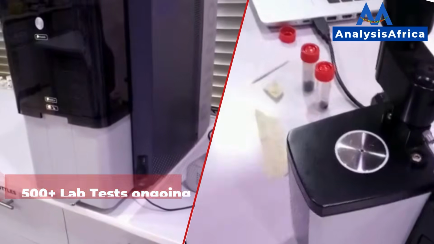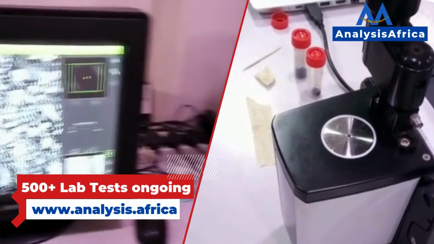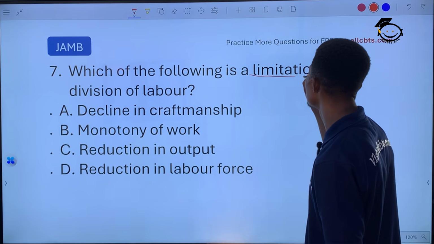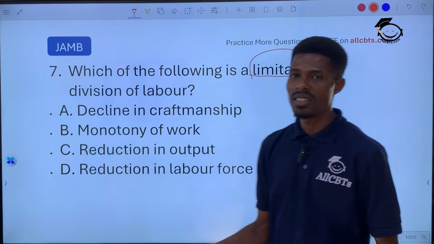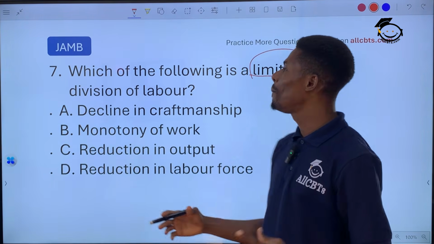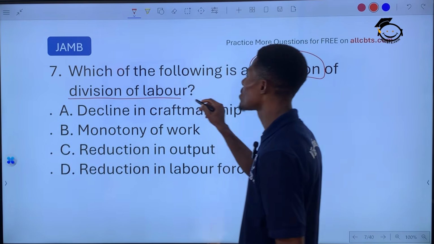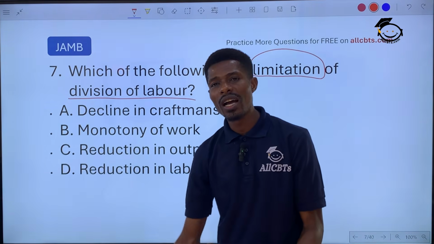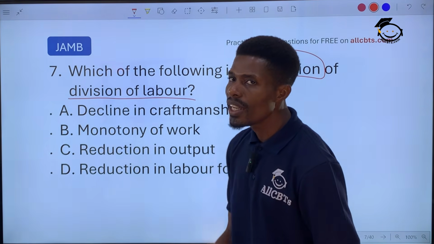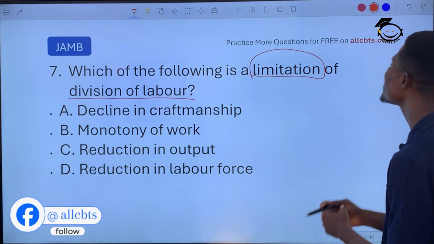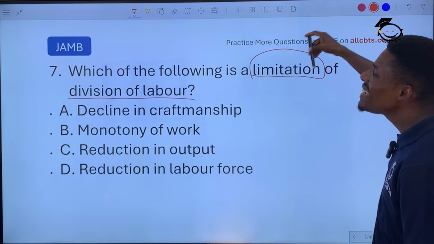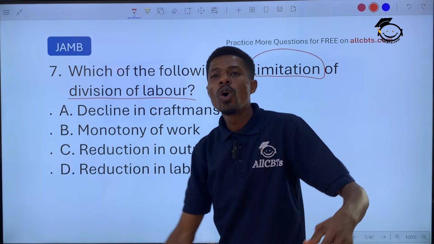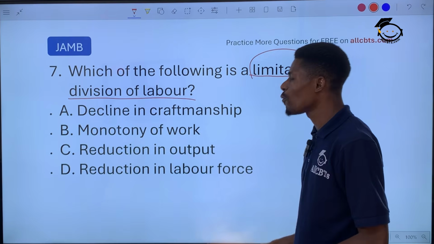Number 7 question. Which of the following is a limitation of division of labor? The word limitation here means restriction. What restricts the full capacity, the full potential, the full ability of division of labor? When I talk about division of labor, we're talking about breaking down labor into smaller tasks, all right, so that there can be speed, there can be greater outputs in production. All right, so which of the following is a limitation? Which of the following limits the total output or the effective output of the labor force in a production line?